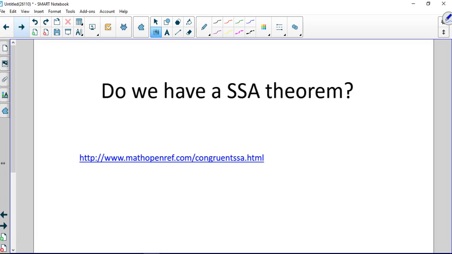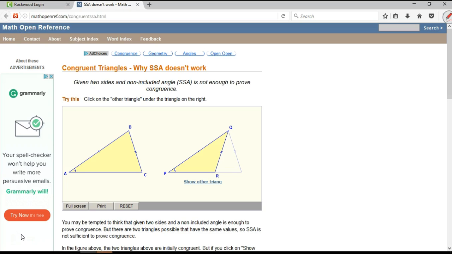Do we have an SSA theorem? Okay, so the link wasn't exactly working, but this is the page you can see up here. That's the page it was referencing. You can go to this if you like to play with it. But here's why SSA doesn't work. So over here on the left, we have a triangle, and this angle here is marked the same as this. Let's say it's 25 degrees. Could be 30, 27, whatever. Notice we have this leg is equal to this leg. And this leg is equal to this leg.